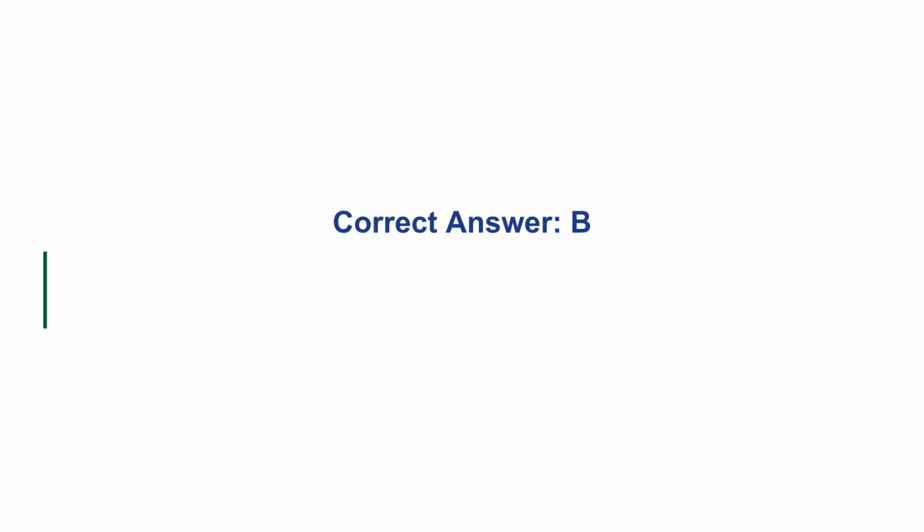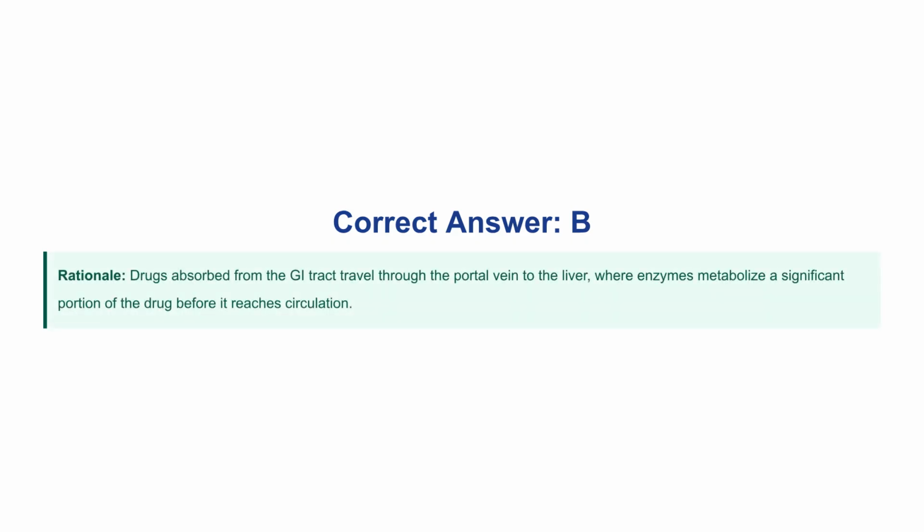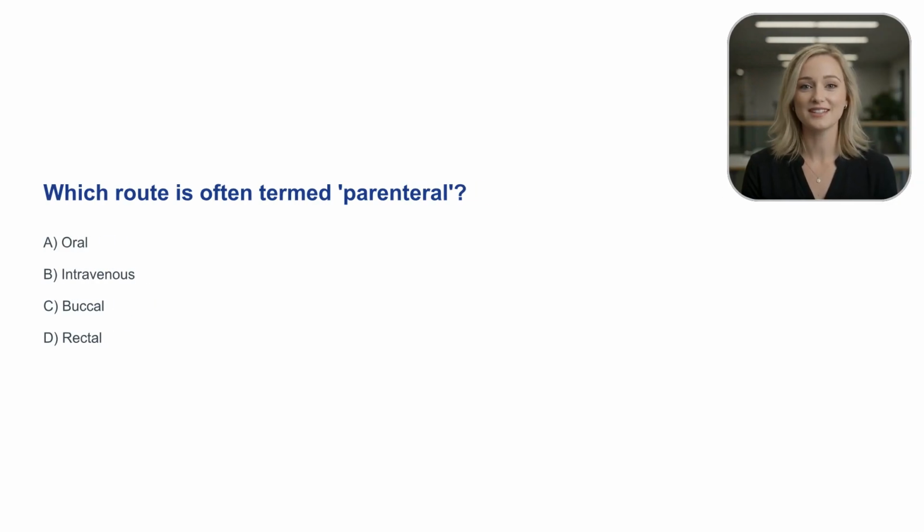The first pass effect primarily occurs in. The correct answer is B. The first pass effect occurs in the liver, where enzymes metabolize a significant portion of orally administered drugs before they reach systemic circulation.